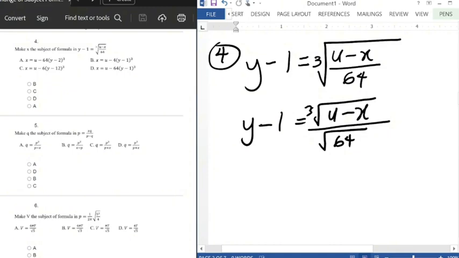I hope I'm making sense. So we're going to have this cube root of 64. So we will want to find the cube root. 4 times 4 times.